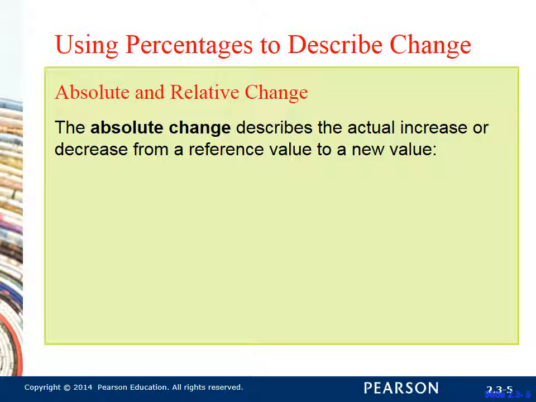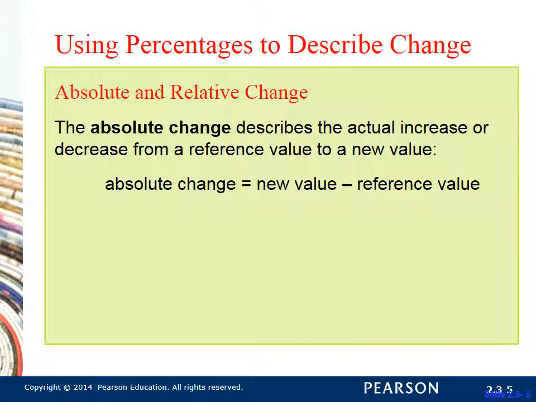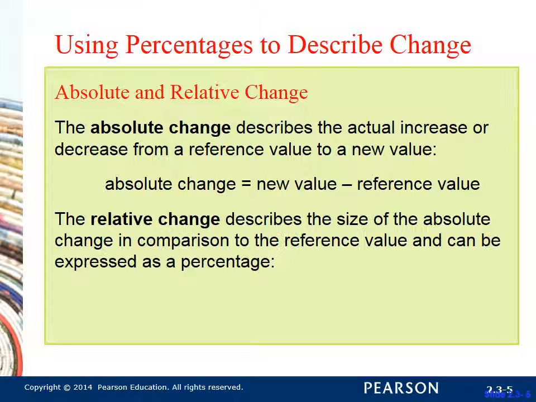A reference value is going to be the one you started with. So absolute change is whatever your new value is minus that reference value, the one you started with. A relative change, just like when we did a relative error, describes the size in comparison to something. So we express it as a percentage. The relative change describes the size of the absolute change in comparison to that reference value.